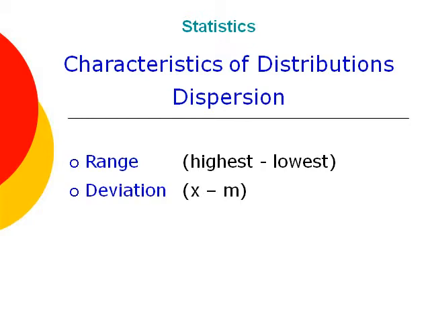A second measure of dispersion is a deviation, and a deviation is the gap between a test score minus the mean, or X minus M is a deviation score. As discussed in a previous slide on the mean, the sum of all the deviation scores from the mean equals 0 in any distribution.